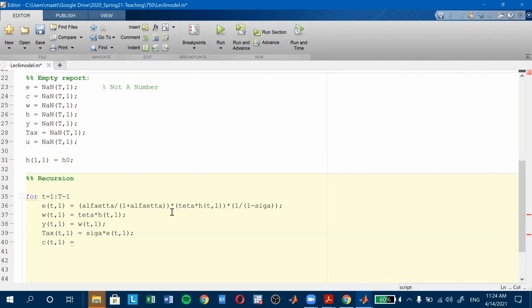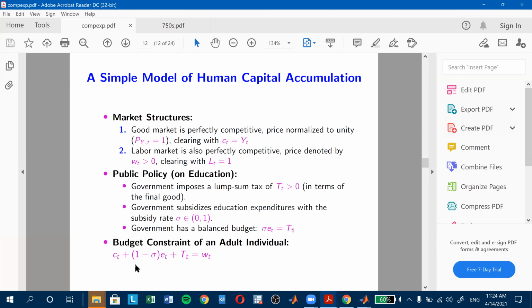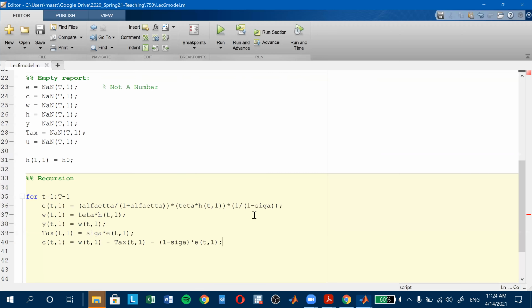How do I write consumption? Well, income minus tax minus education spending, and education spending is 1 minus sigma times education. Let's double check. Yes, as you see, consumption is equal to WT minus TT minus 1 minus sigma times ET.